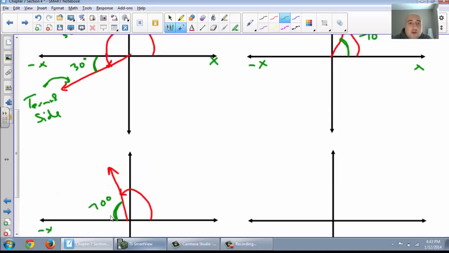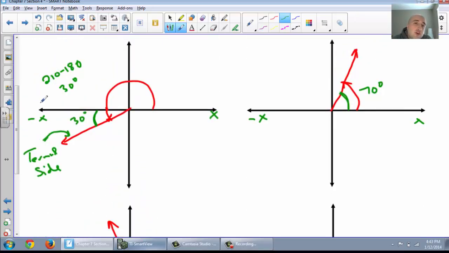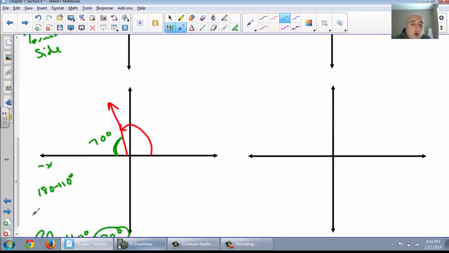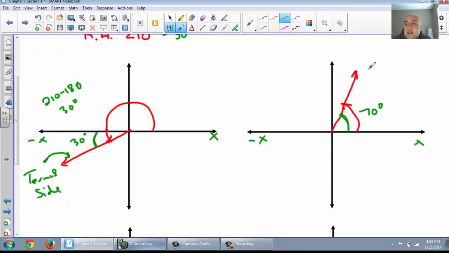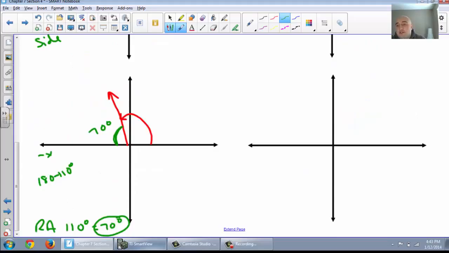Okay, so how do I get a third quadrant? It's the angle minus 180. In a second quadrant, you do 180 minus the angle. In the first quadrant, it's just whatever the angle is. And now let's do a fourth quadrant. So let's say we had 290 degrees. Okay, 290. So here is 180. Here's 270. I need to go 20 more degrees. So there is my 290 degree angle.